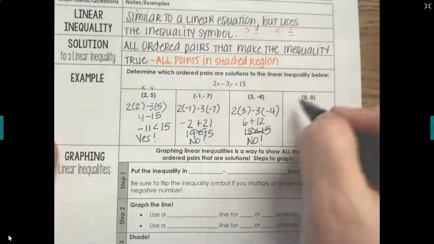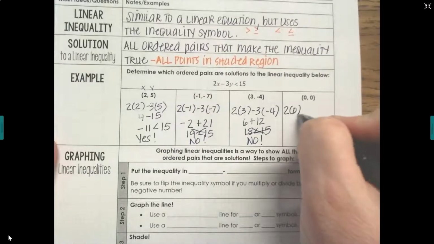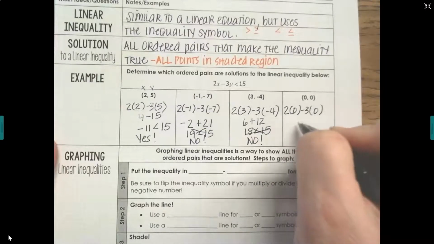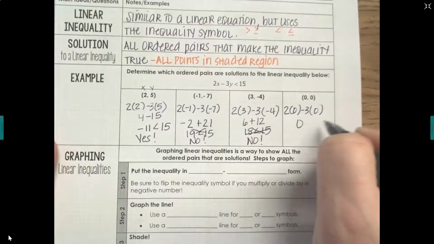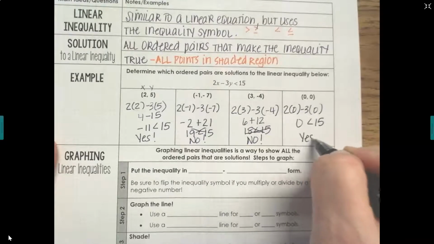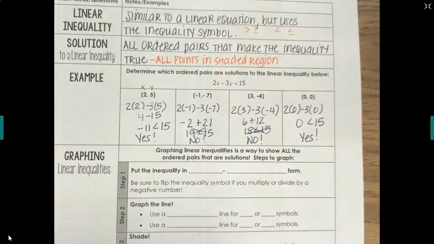Let's try 0, 0. 2 times 0 minus 3 times 0 equals 0. Is 0 less than 15? Yes, that's another solution. Okay, so your inequality can have more than one solution that makes the inequality true.